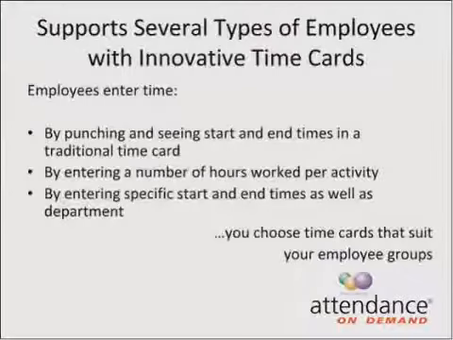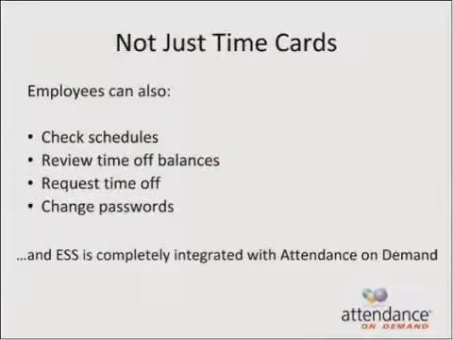Employees can punch at a time clock or in employee self-service and see the start and end times in a traditional time card. Employees can simply enter hours worked per activity or department, or they can enter specific start and end times. You choose the time card or cards that meet the needs of each employee group in your organization. Employees are empowered with the ability to easily check their schedules, review time off balances, request time off, and change their passwords. What's more, this employee website is fully integrated with attendance on demand.